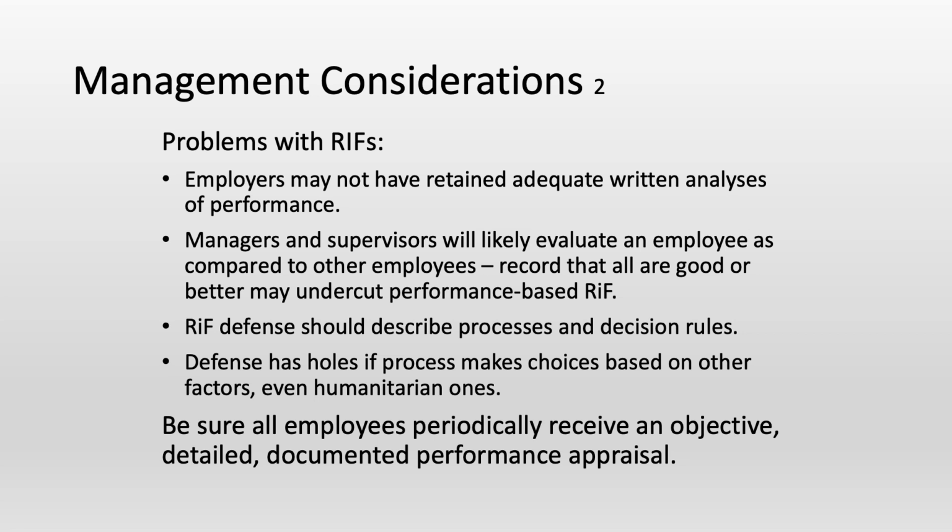Managers and supervisors will likely evaluate an employee as compared to other employees, and if they record that all are good or better, that may undercut a performance-based RIF. So we have to train our people to not compare employees to each other, but to compare them to an objective standard that is set in your job analysis and job descriptions, right? What is the level of performance that we expect from people? It should be outlined generally in your job descriptions and codified in your performance evaluations. We want to make sure that people are able to do the work against a standard, not comparing people to each other.